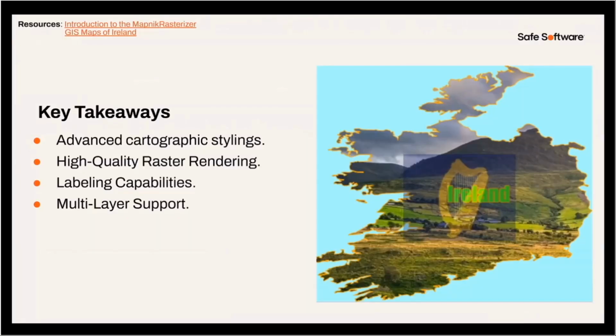So that concludes the demos I'll be showing you today. So we're going to go over some key takeaways regarding the MapnikRasterizer. There are many possibilities while using this transformer, and they include advanced cartographic stylings, high quality raster renderings, labeling capabilities, multi-layer support, and much more. It truly is a great transformer. I am now going to hand it over to Crystal, who's going to go through another personal favorite of mine, the SchemaScanner.